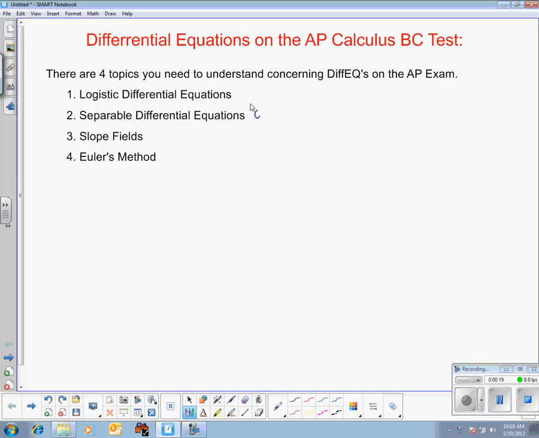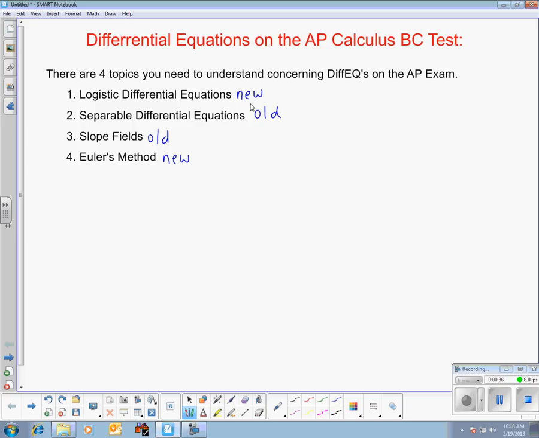Separable differential equations are old. Slope fields are old. Euler's method, it looks like I know Euler's, but it's pronounced Euler's, and logistic differential equations are new topics. And we're going to start today with logistic differential equations.